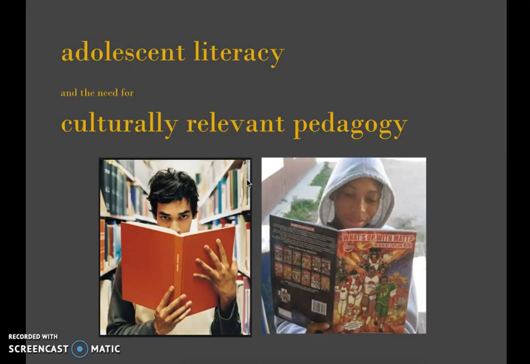So we'll go ahead and get started. Basically, I'm just doing an overview of some of the concepts of adolescent literacy. It's not a summary of the readings per se, but just some other ideas that relate to the readings and extensions so that you can think about how the readings fit into a larger perspective.